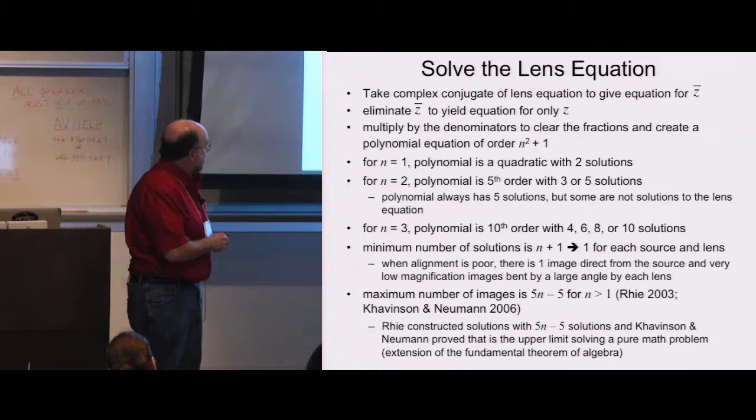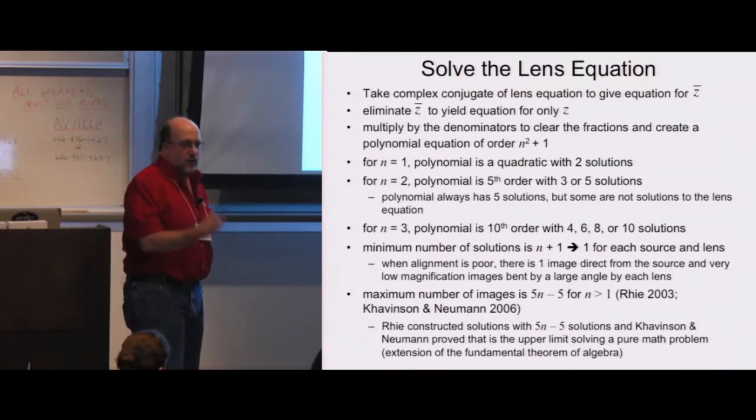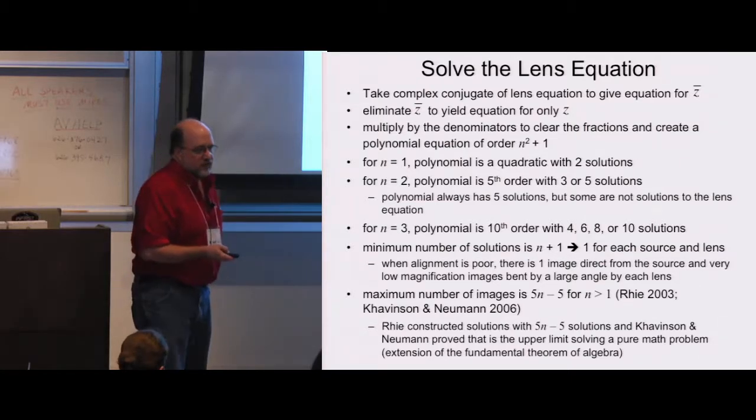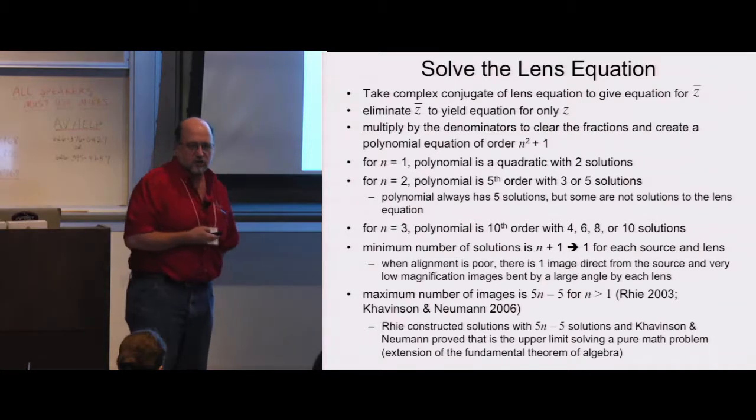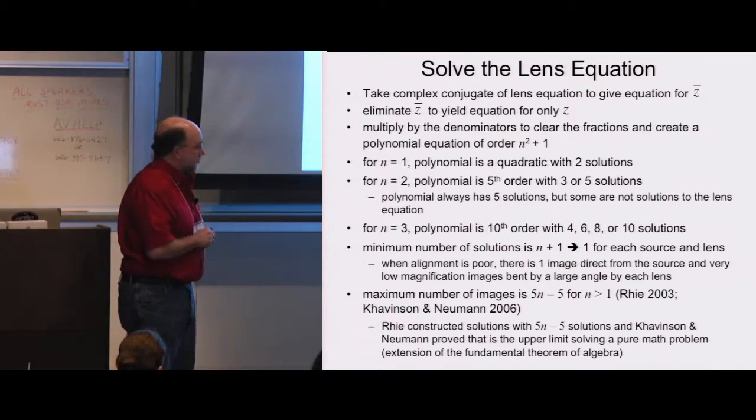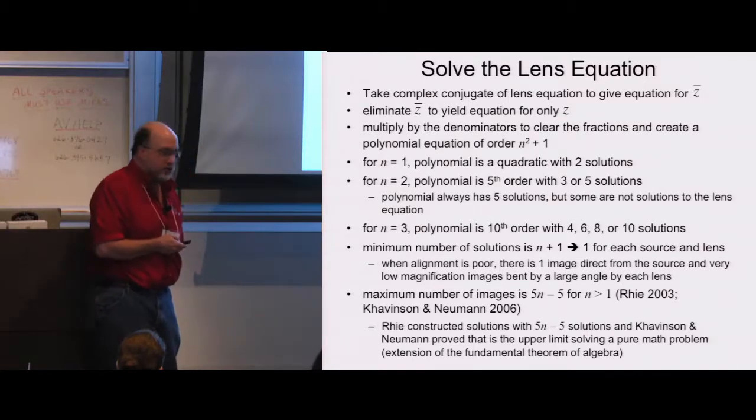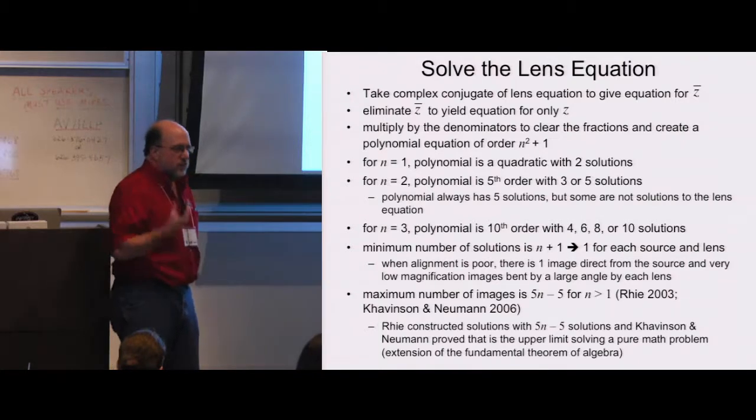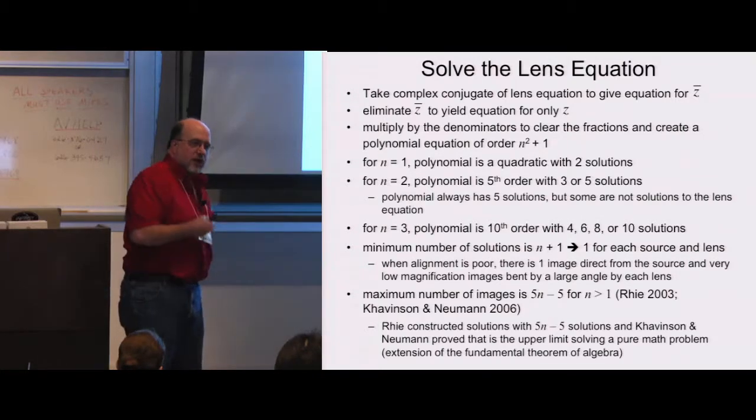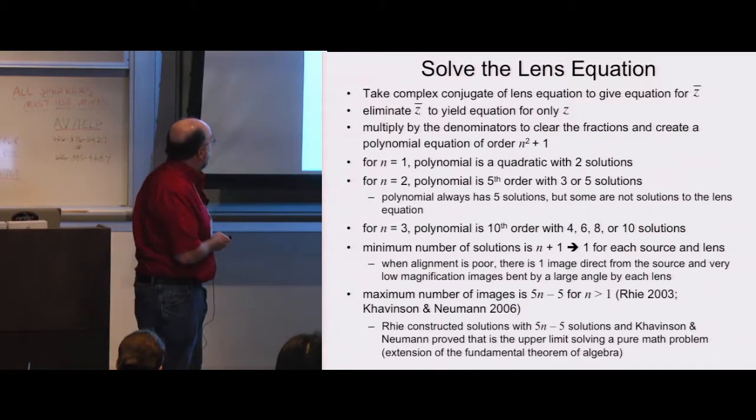For n equals 2, this is a fifth order polynomial with 3 or 5 solutions. Well, the polynomial itself has, of course, always 5 solutions if it's a fifth order polynomial, since we're working in complex coordinates. So complex solutions are just as good as real solutions. But these manipulations up here have created new solutions. And so some of the solutions of the polynomial are not solutions of the lens equation. So once you solve the polynomial, then you plug your solutions back into the lens equation and determine which ones are real solutions and which ones are not solutions of the original lens equation.